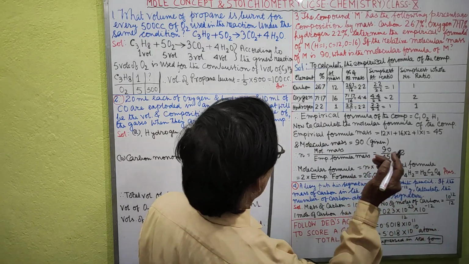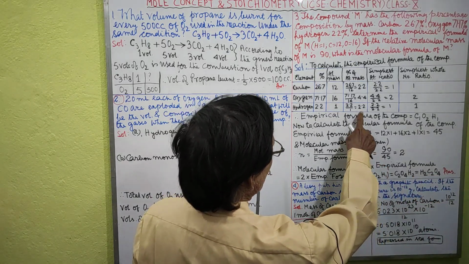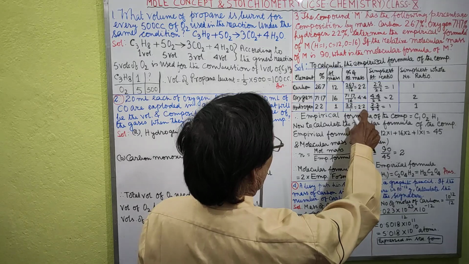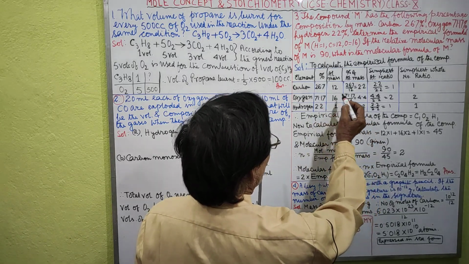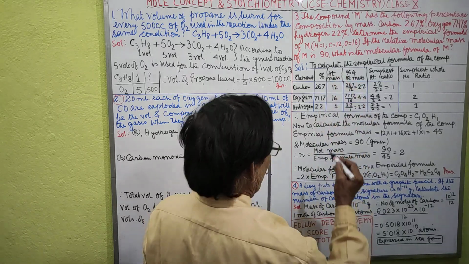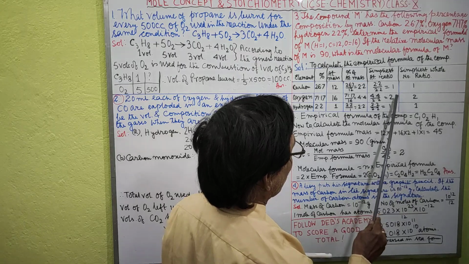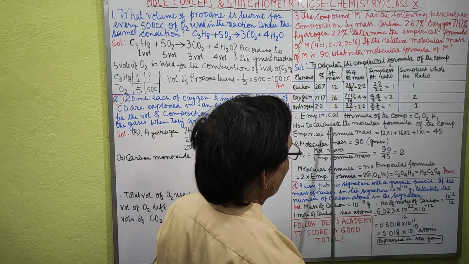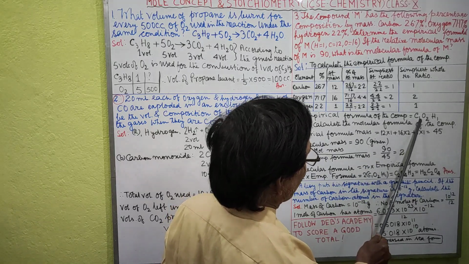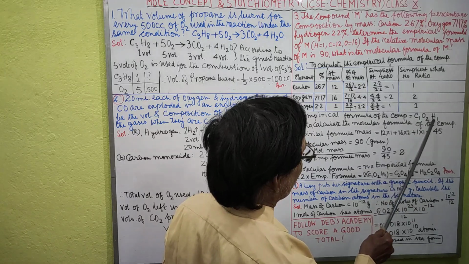To find the simplest ratio, we have to divide by 2.2, the minimum one. It becomes 1, 2 and 1. So the ratio is 1 is to 2 is to 1. So the empirical formula will be carbon 1, oxygen 2 and hydrogen 1.